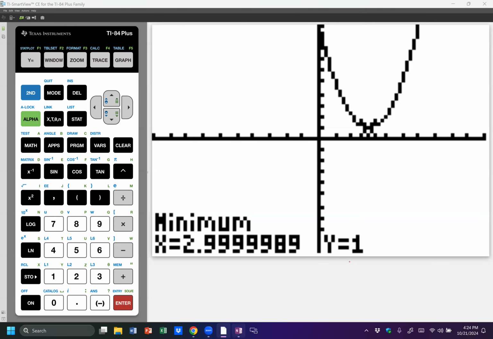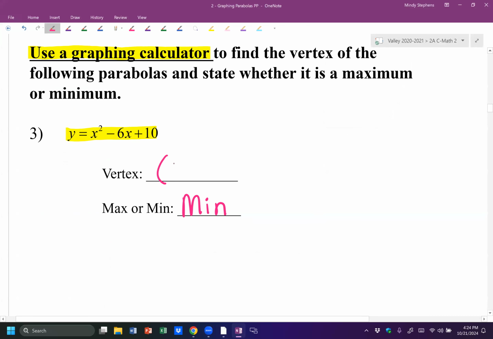So I'm going to go back to my paper, and I'm going to write 3, 1 for my vertex. If you wrote 2.9999, that's okay too. If you want to write the 2.99, that would be just fine, or rounding it to 3, 1. If you're not sure whether you should round or not, and you want to write 2.99, that's okay. And that's it. That's our answer there.